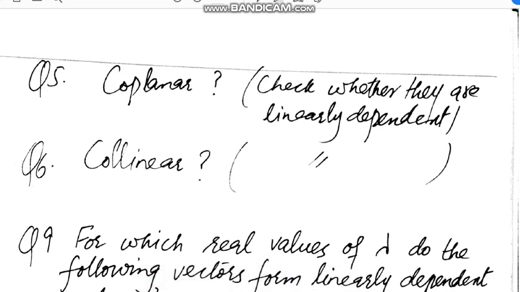Check whether the vectors are coplanar. If it's written that vectors are coplanar, it means we have to find that they are linearly dependent.